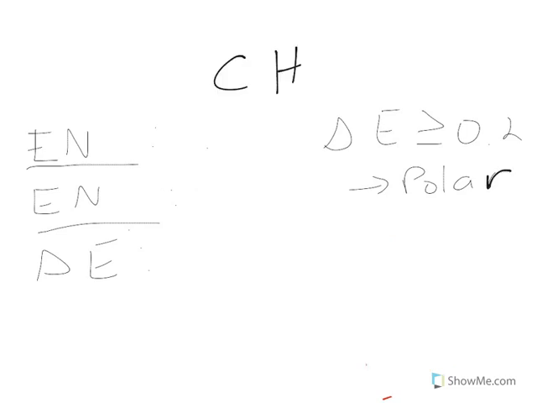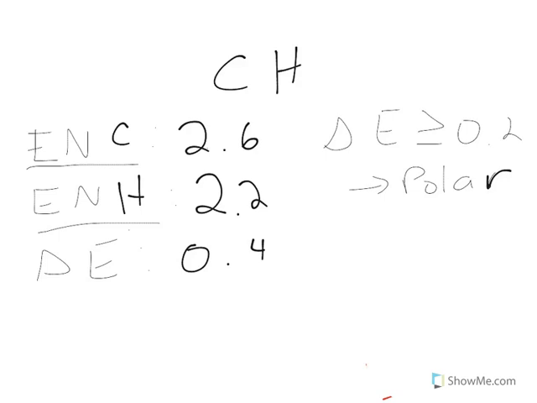Alright, so let's try another one. We have a bond between carbon and hydrogen. So we need to find the electronegativity of carbon, hydrogen, and the difference. Hydrogen, we might recall from the previous one, has an electronegativity of 2.2. For carbon, which we know is atomic number 6, its electronegativity is 2.6. So therefore our difference, if we just subtract the two, is going to be 0.4. According to our rule, delta E is greater than or equal to 0.2, so we have a polar bond.